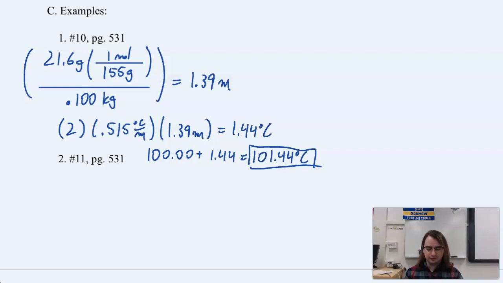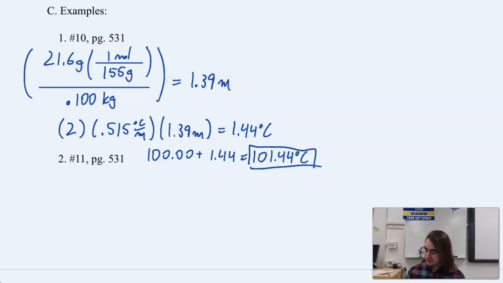So hopefully this is all feeling very familiar at this point. The only difference here is that we have to include that i value. Again, it just breaks apart into two ions, so we just multiply that side of the equation by 2. You should get 101.44 degrees Celsius as the new boiling point.